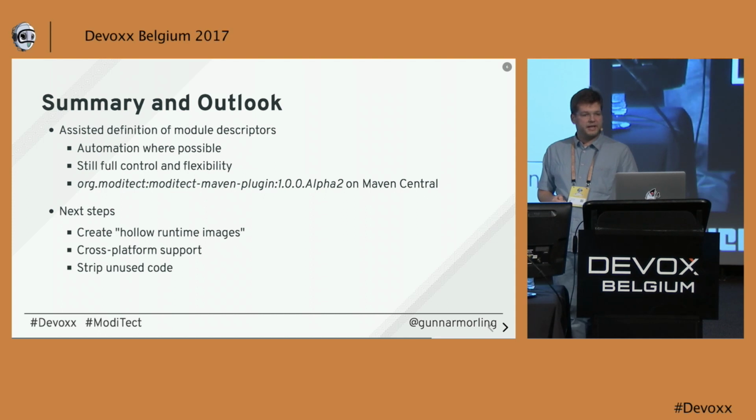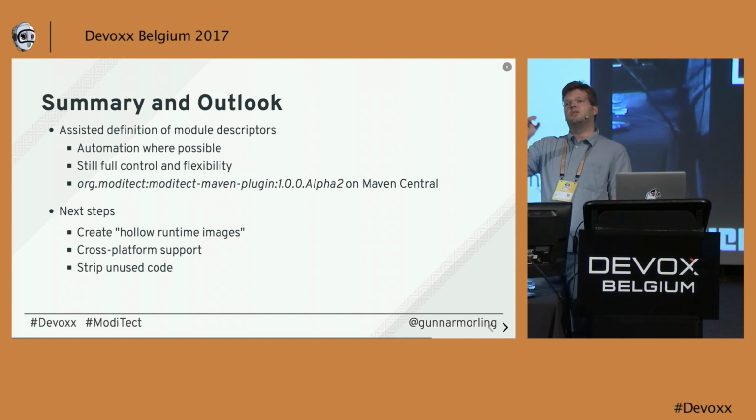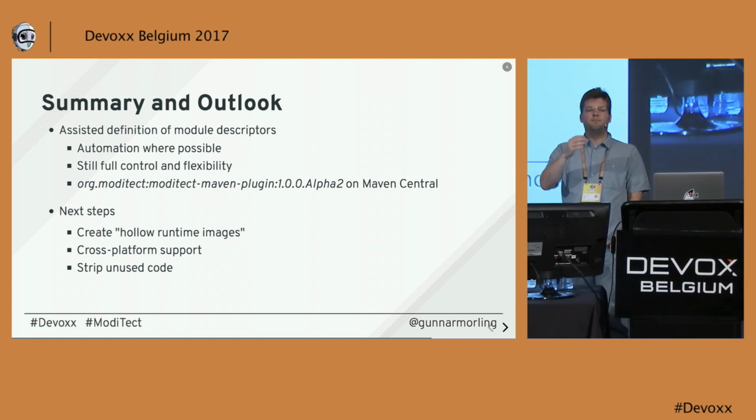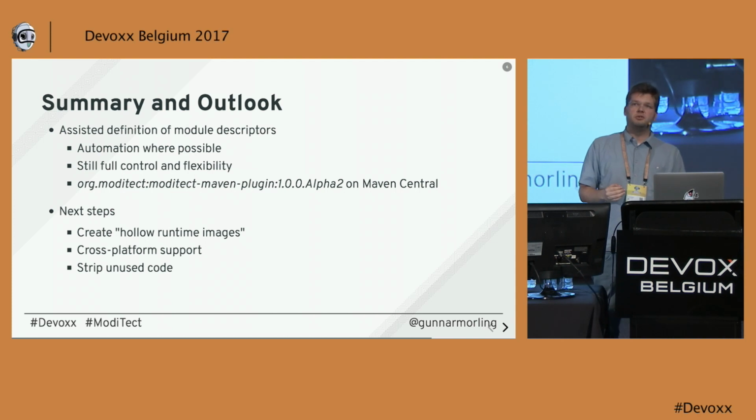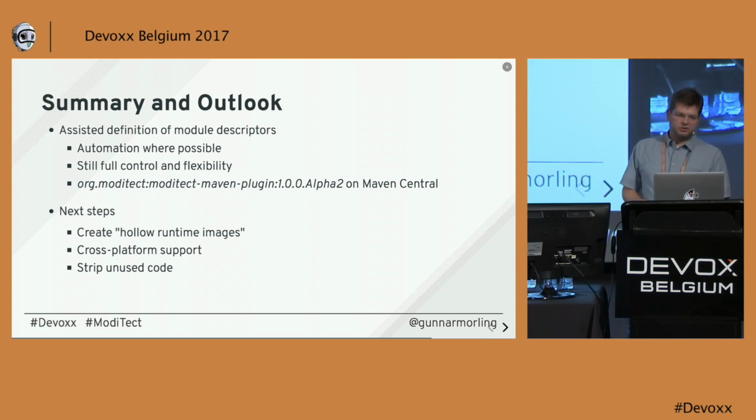Some things I would like to add. There could be support for cross-platform builds. So currently, such a runtime image will be specific to the platform which you have been using to create this image. There is some sort of cross-platform support in the jlink tool, but this could be made easier for you to use.